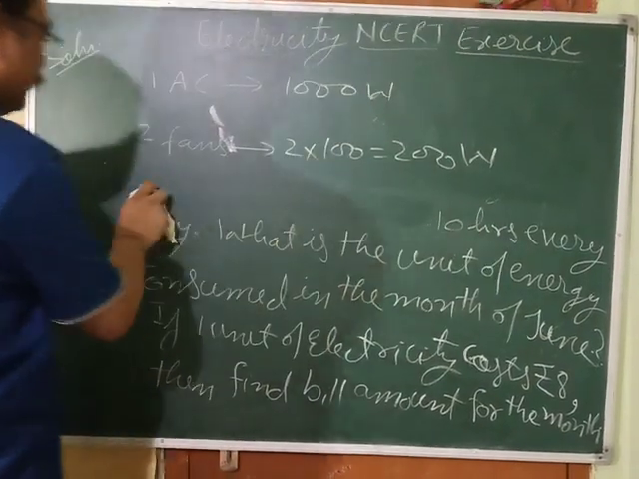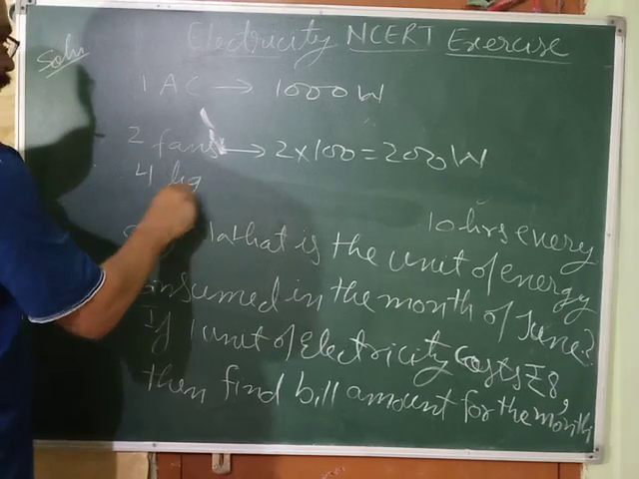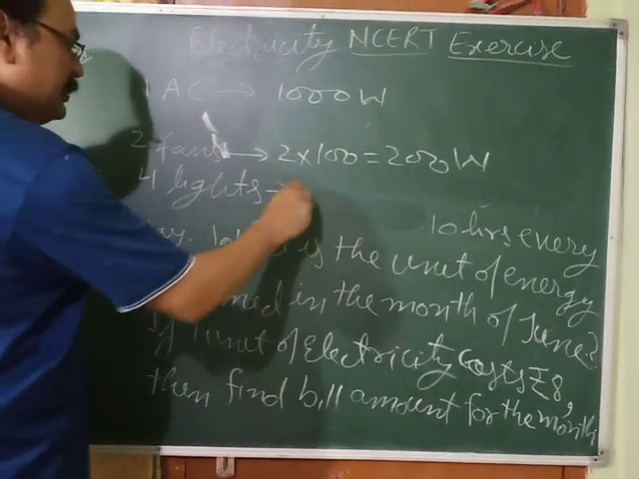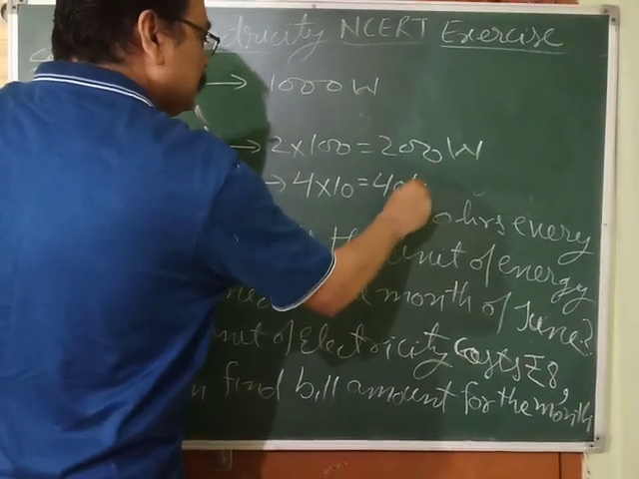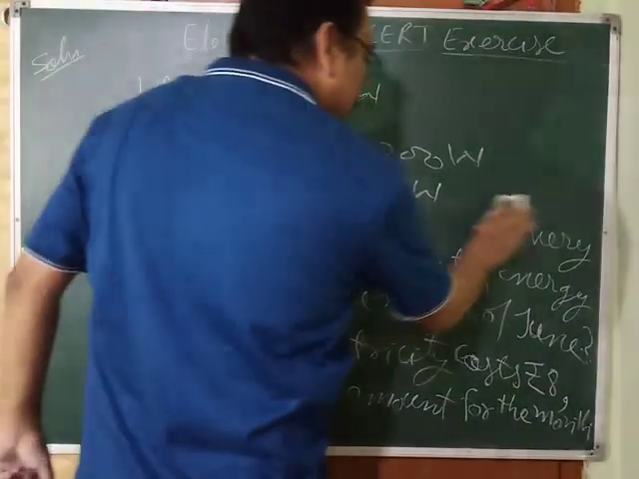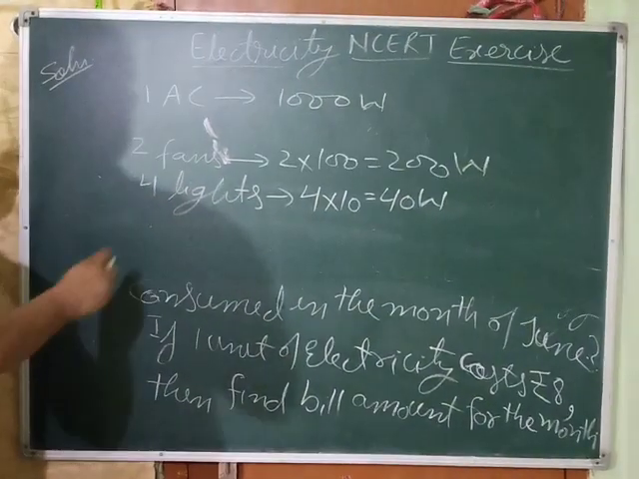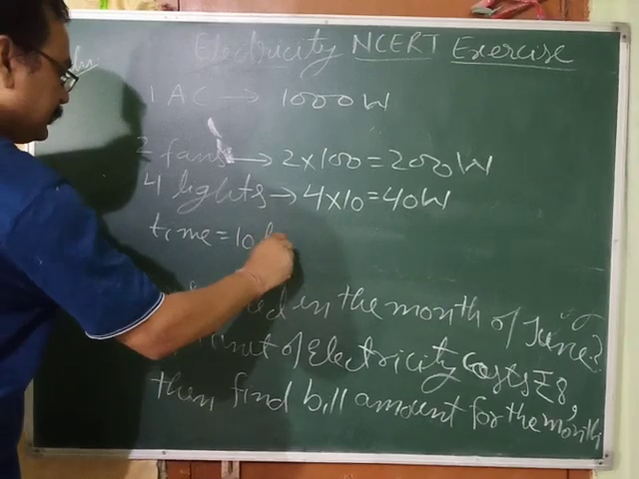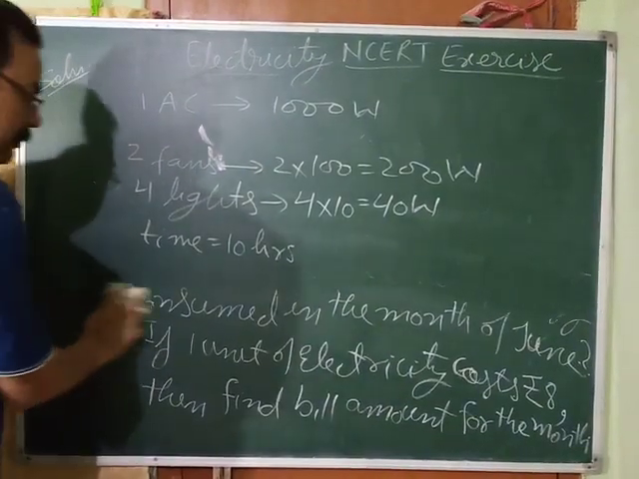Now 4 bulbs or 4 lights are there, 10 watt each. So what can we write? 4 lights, 10 watt each. So 4 into 10 is how much? 40 watt. Now they are used how many hours a day? Every day they are used how many hours? 10 hours. Time is given. Time is 10 hours. And for which month do we have to calculate? For the month of June.